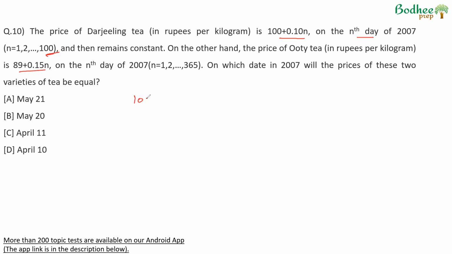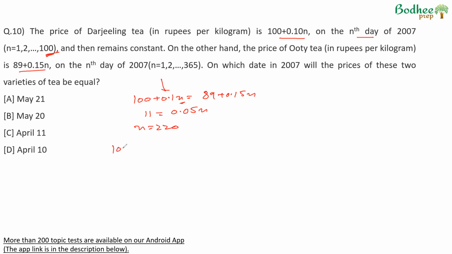Suppose if we directly put 100 plus 0.1 N being equal to 89 plus 0.15 N. From here, if we solve, we'll get 100 minus 11 is equal to 0.05 N. Multiplying by 20, N comes out to 220. But for Darjeeling tea, N will not go up to 220. So that means we have a stage where N has already reached 100.